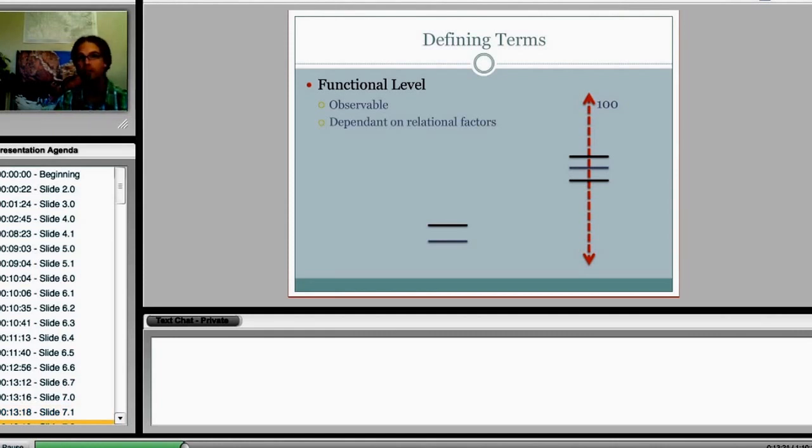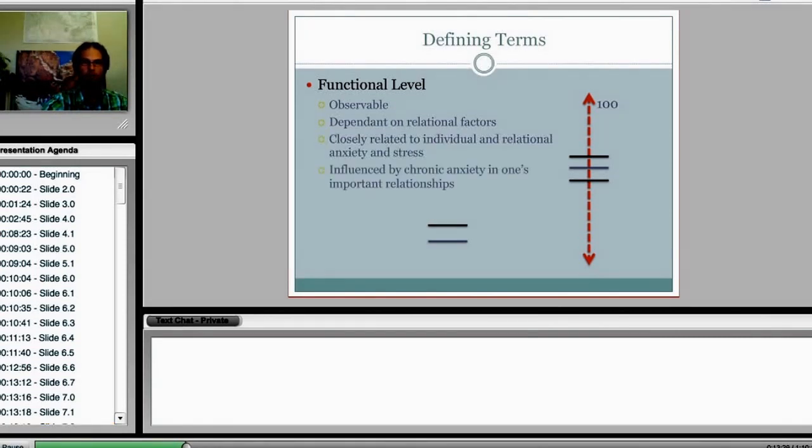As we move to the functional level, I apologize, I'm not sure why, but in a second I'll just go ahead and flip through the whole screen here.